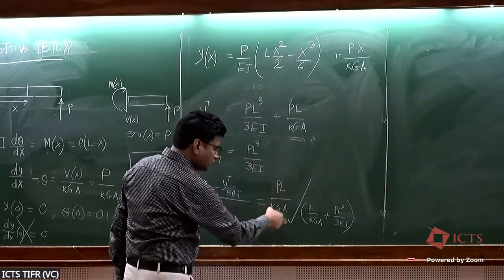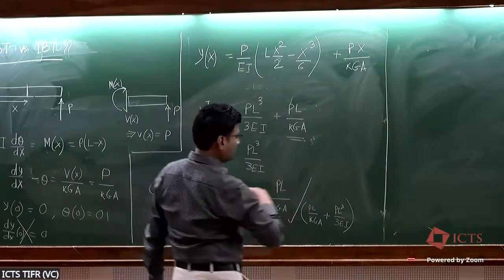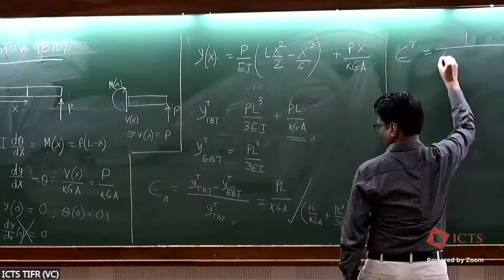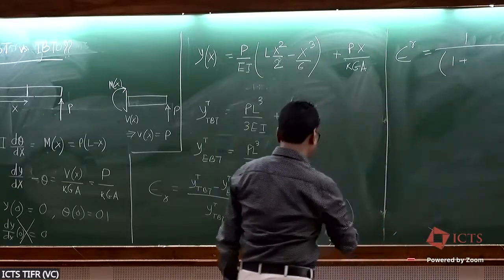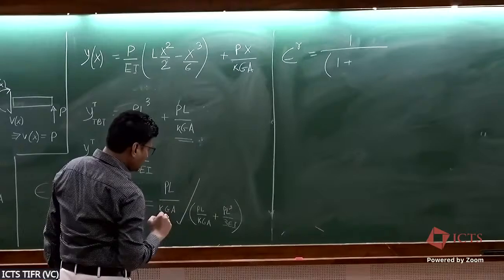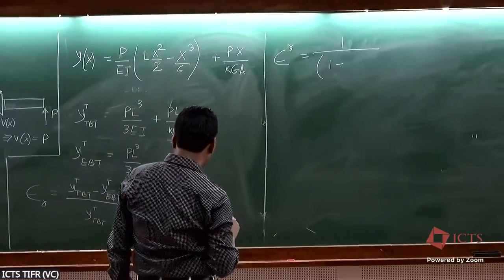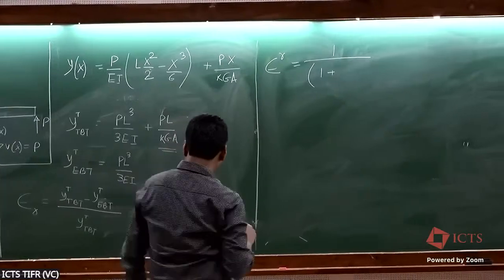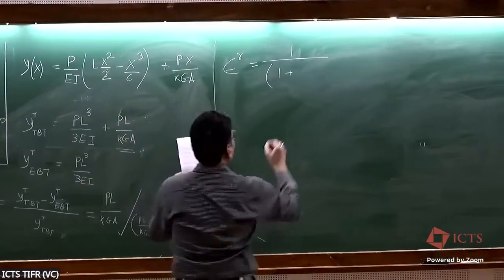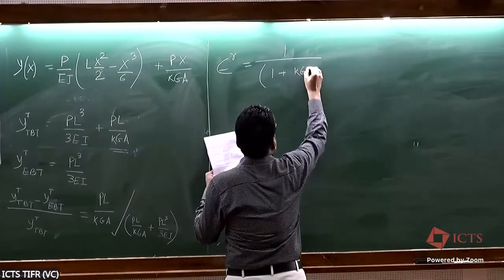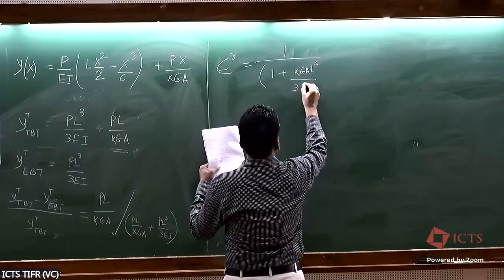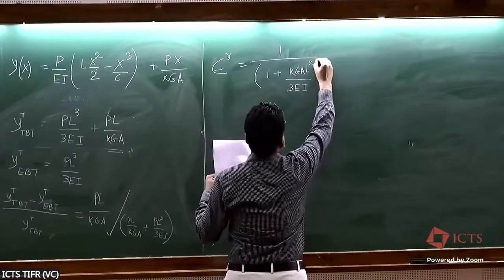If I divide by this on both numerator and denominator, then the error is going to be 1 over 1 plus this over this. P is going to cancel, L is also going to cancel, and it's going to become L square. So I'm just going to use my notes. KGAL square divided by 3EI. That's the error.